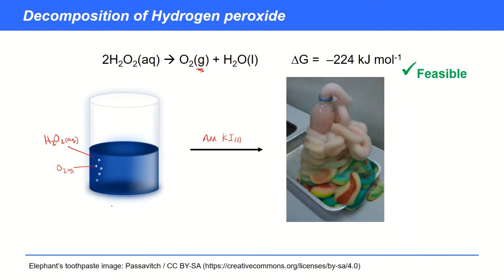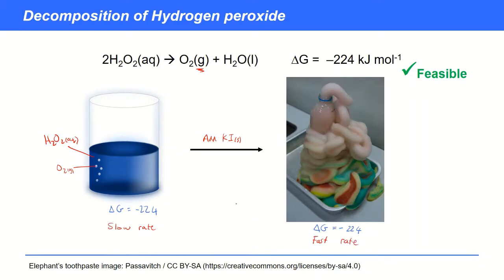Well, it's important to note that in both cases delta G is minus 224. I'll miss off the units for brevity. So this has not changed the free energy change one bit. The potassium iodide has not done it. What it has done here is taken us from a slow rate of reaction to a fast rate of reaction.